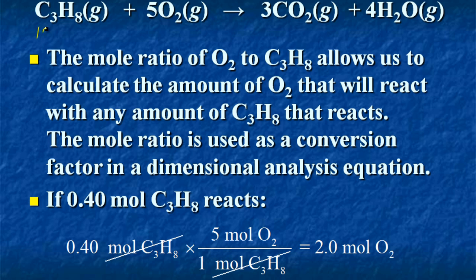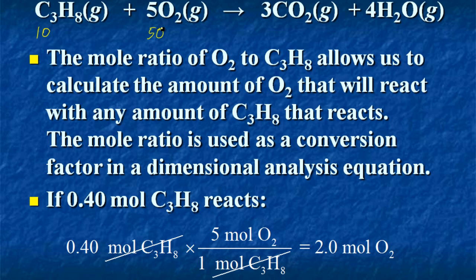I said this is 1 to 5. Now if I increase this number to 10, what will happen to the 5? It will also increase by a factor of 10, right? So 5 times 10, 50. Isn't that the same ratio, guys? If 1 mole needs 5, then 10 moles needs 50.